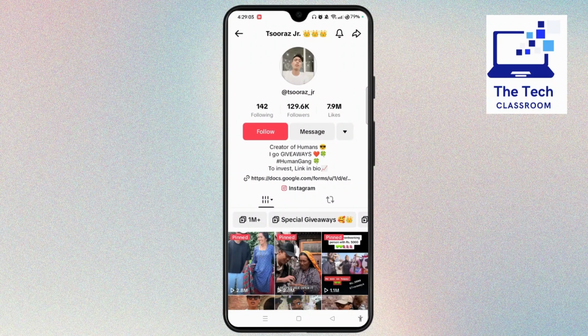But if you are unable to see the liked videos, it's likely because the person has set them to private, which means only they can view them. So, these are some of the ways.